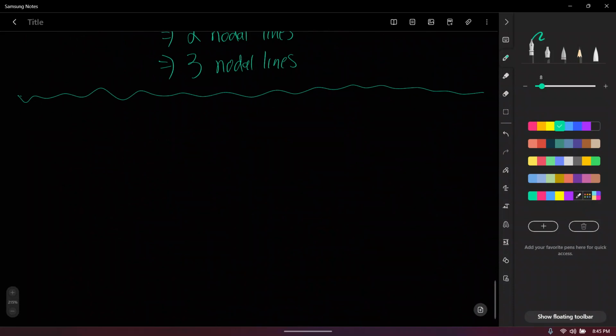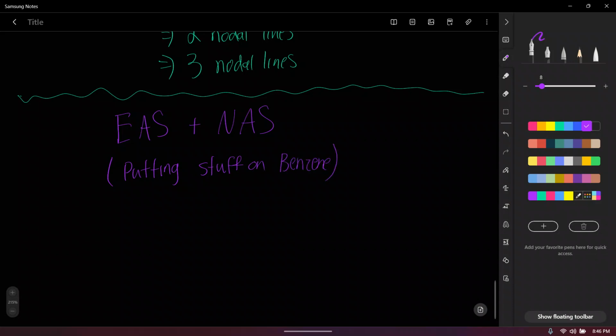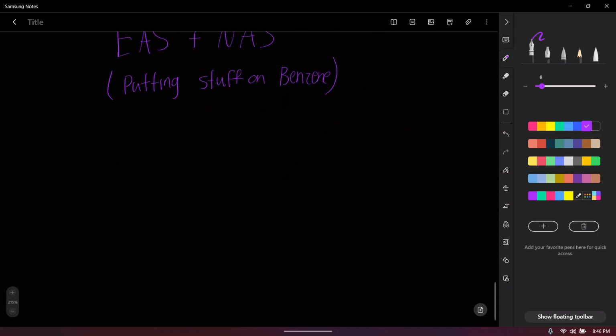But now that we know what benzene looks like and we know about the nomenclature and all of that good stuff, now we can actually talk about reactions. So this is going to be the fun part of this talk. So EAS and NAS. Like I said in the beginning, this is going to be all about how we put stuff on benzene. So let's get into it.